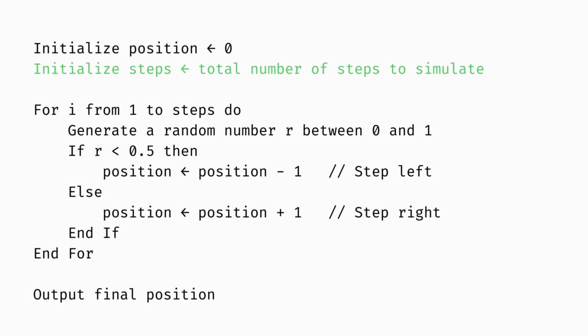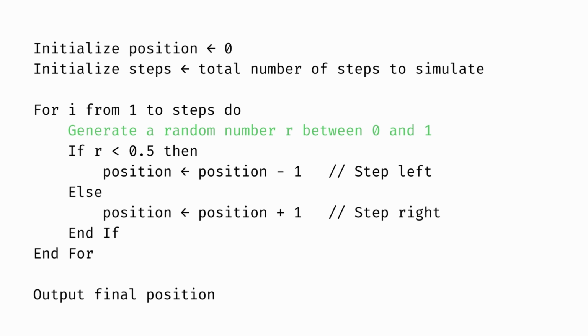Now to simulate the coin flips we're gonna use a for loop. So for i from 1 to steps, we perform the following logic steps number of times. We generate a random number r between 0 and 1. This simulates randomness. Since 0.5 divides the interval evenly, it gives us a 50% chance to go left or right, just like in a coin flip, heads or tails.